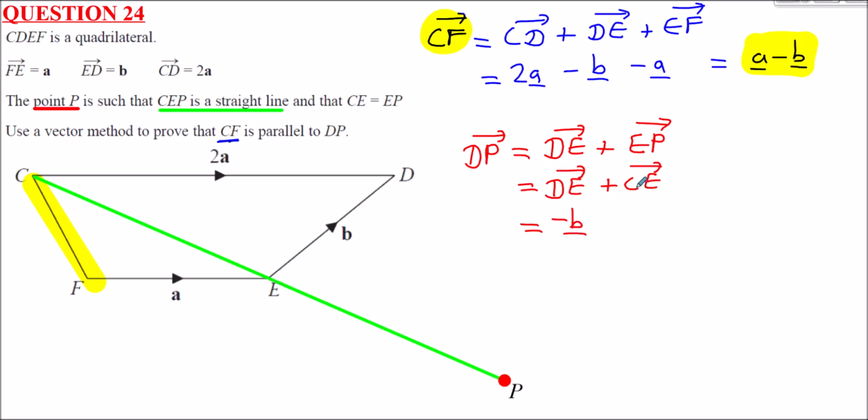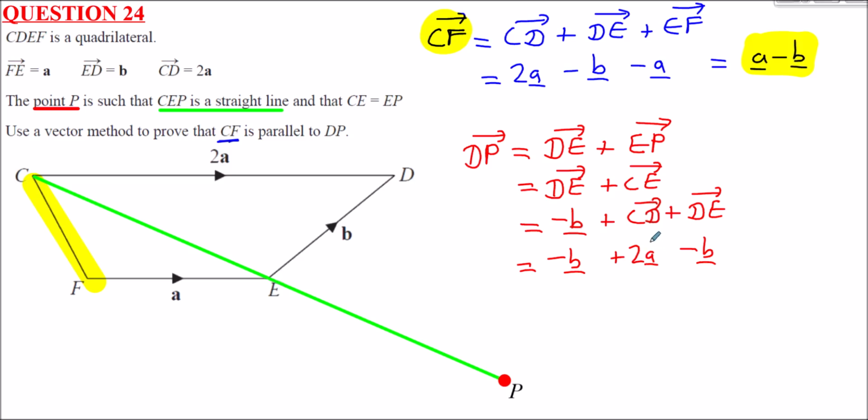And then the vector CE, from C to E, I could go along C to D, and then down from D to E. So CE is CD plus DE. Now DE, again, is minus B, so this here is just going to be another minus B. And from C to D is going along this direction, in the same direction as the arrow, so that's going to be positive 2A.